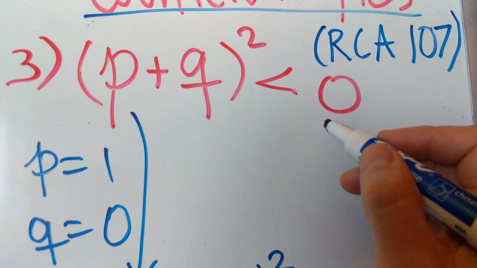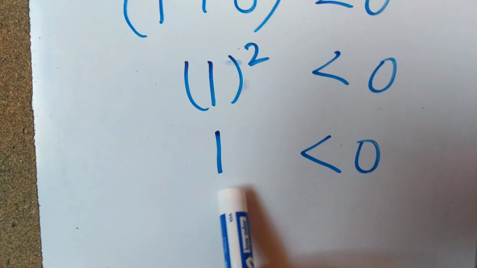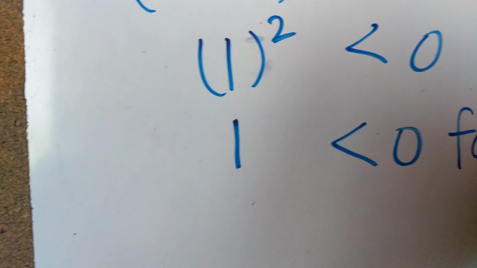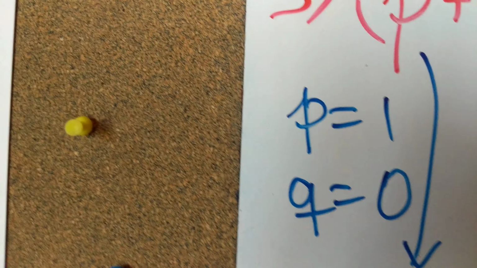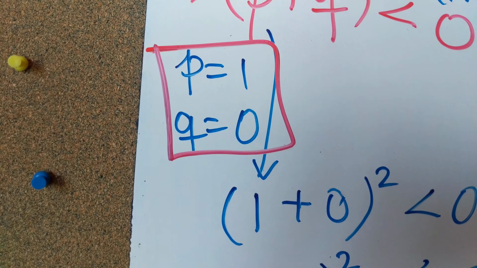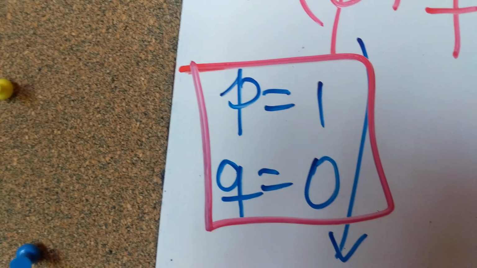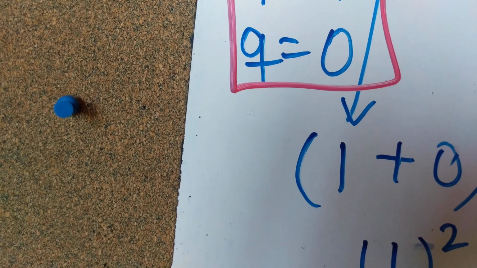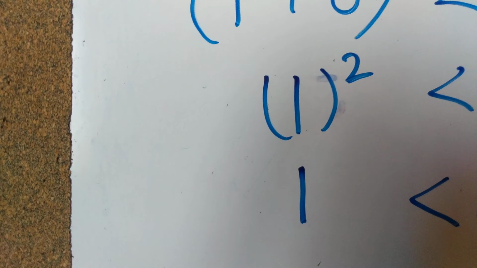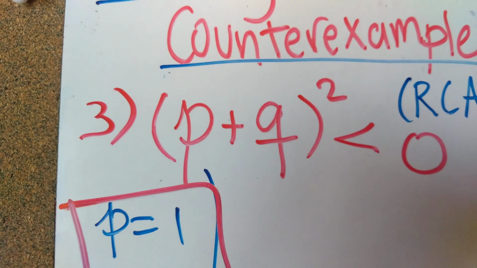Now, what do we have on the right side? On the right side, we have less than 0. Is 1 less than 0? No, that is false. Therefore, these values that I chose work. We have a counterexample. Our counterexample is that when p is 1 and q is 0, this statement is false, so that means we have found a counterexample that works for this inequality.